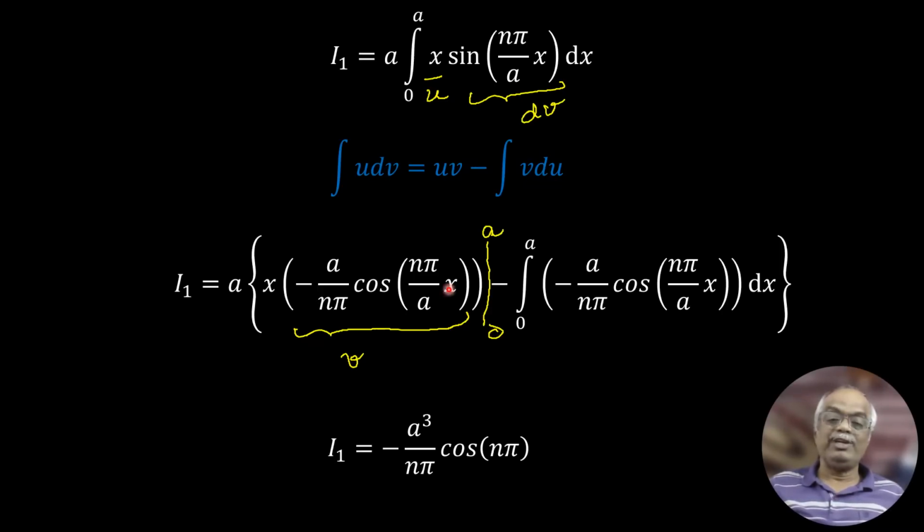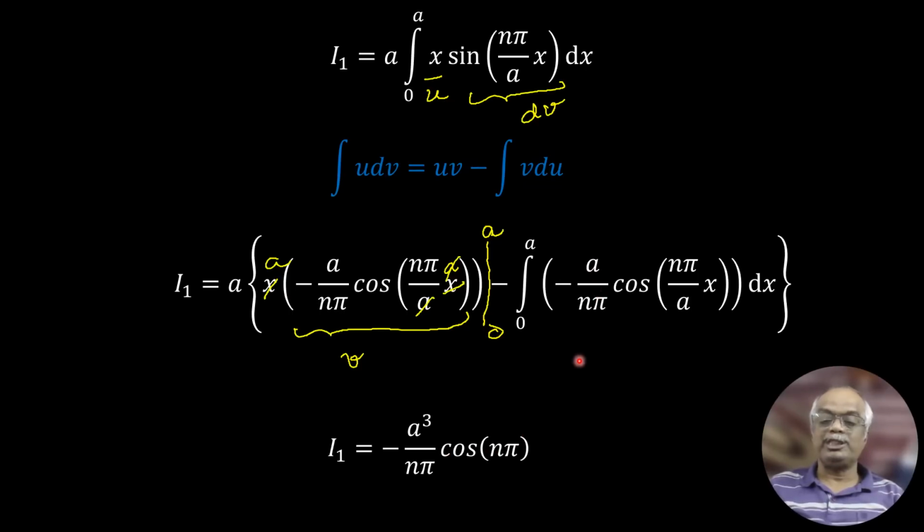So what will happen for the upper limit? This upper limit is a. So this a will get cancelled, which will become cos n pi. Here one x is there, so this also will become a. This x also a. So a into a squared, already one a outside. So this will become minus a cube divided by n pi cos n pi.